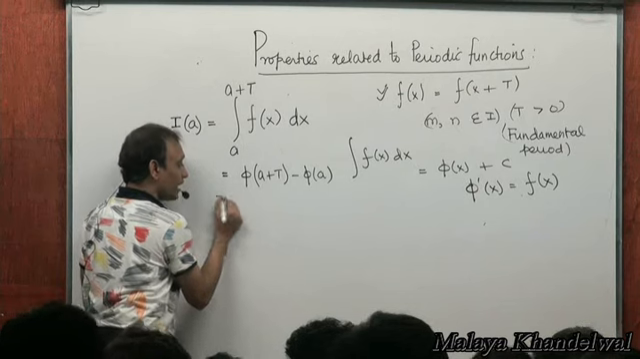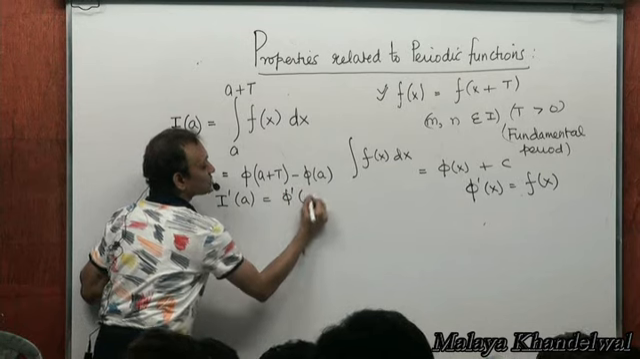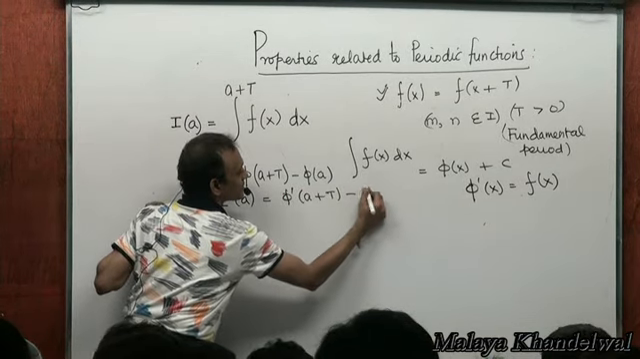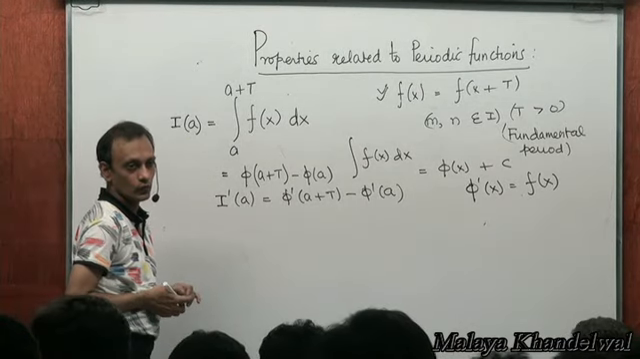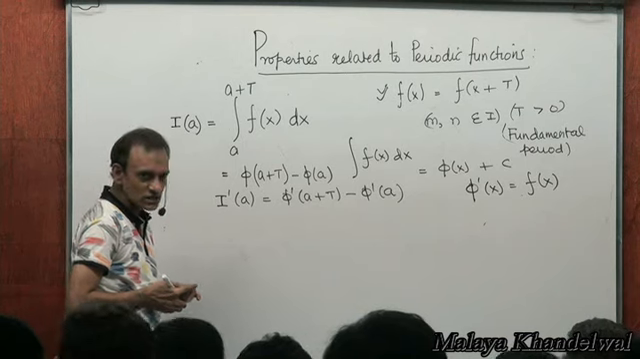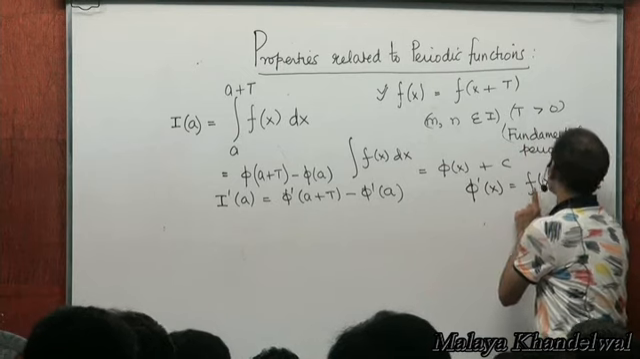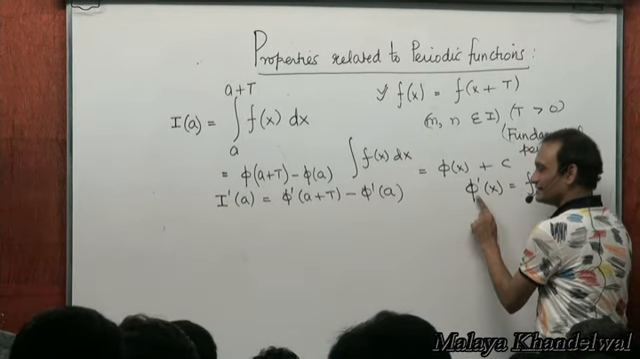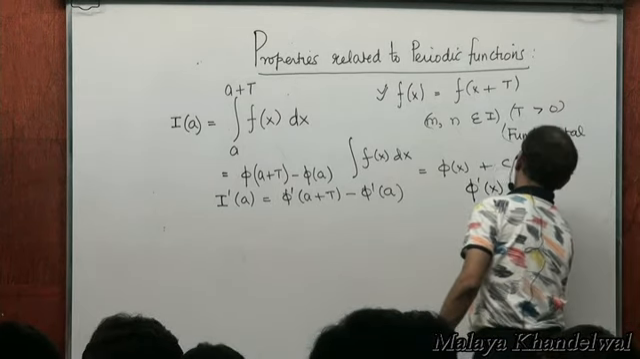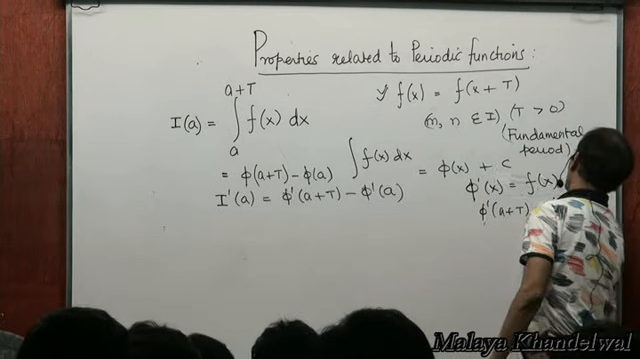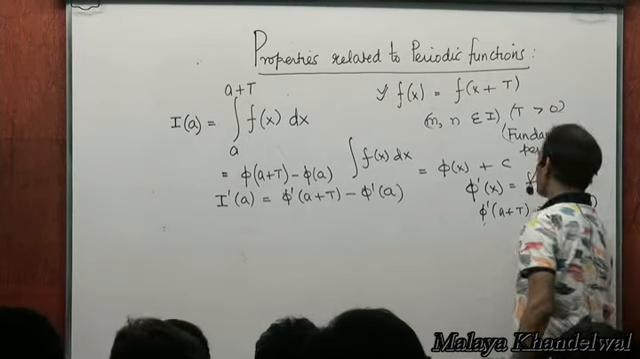So, I dashed a is phi dashed a plus T minus phi dashed a. How about this? Hey, do you realize phi dashed of a plus T is actually f of a plus T? Phi dashed of a plus T will be f of a plus T. Phi dashed a will be f of a.